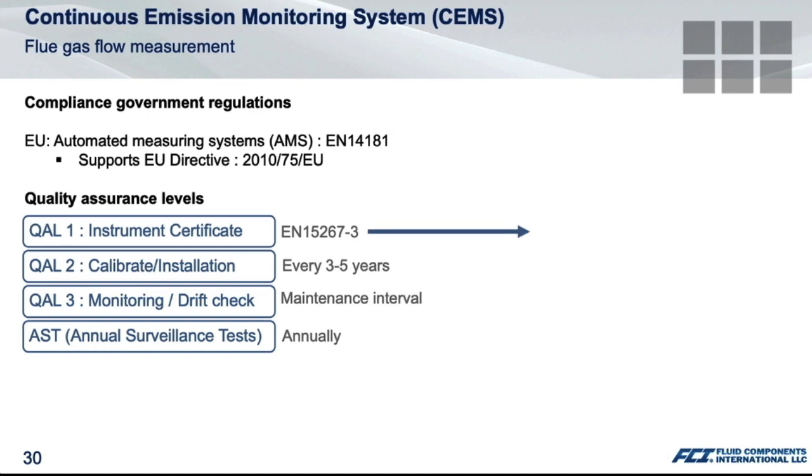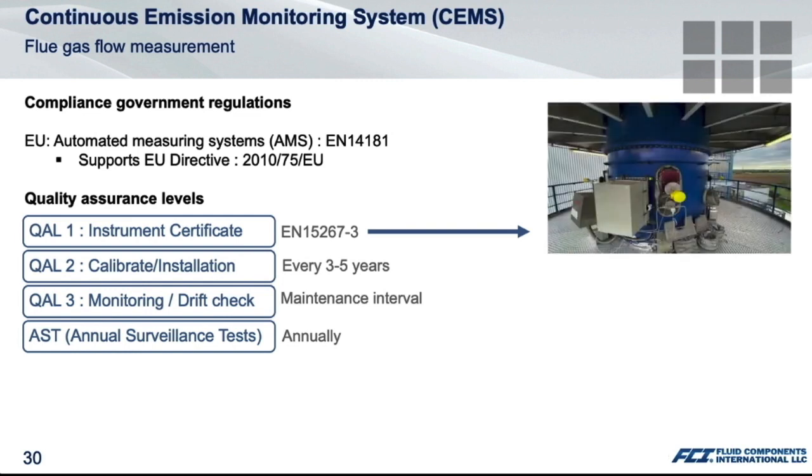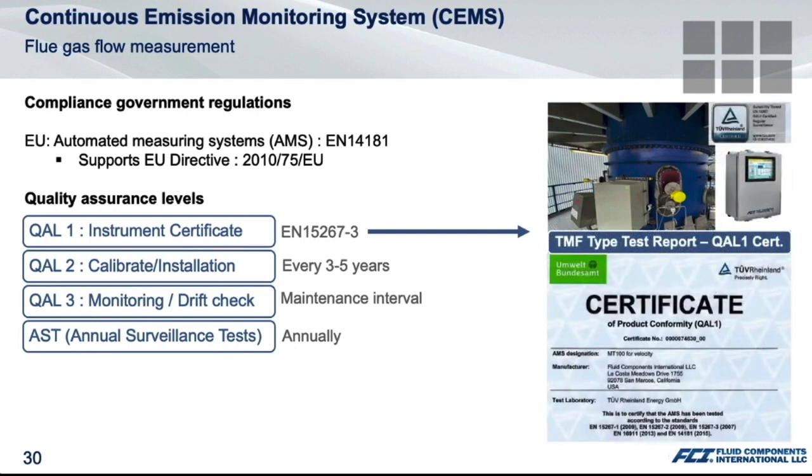First, quality assurance level QAL 1 requires the instrument certificate, which is obtained by type approval testing by a third party. This type approval testing is performed in the laboratory, but also in the field, as shown in the picture on the right. This is actually in a waste incineration plant measuring the flue gas. This results in a type test report, also called a QAL 1 certificate, product of conformity.